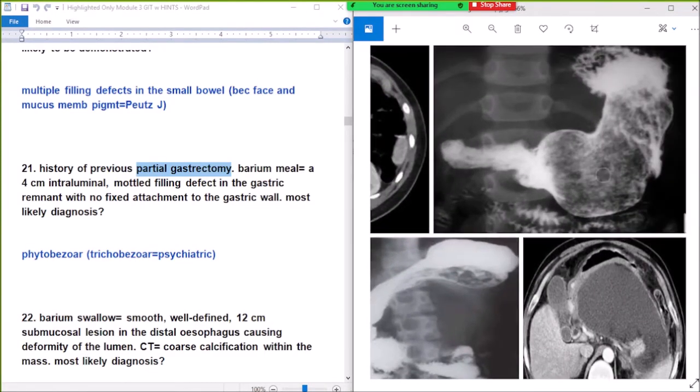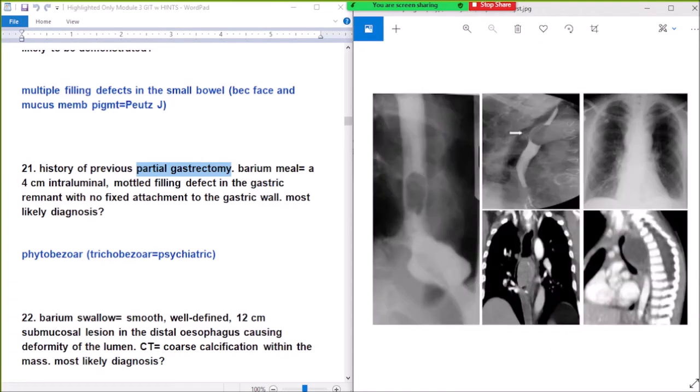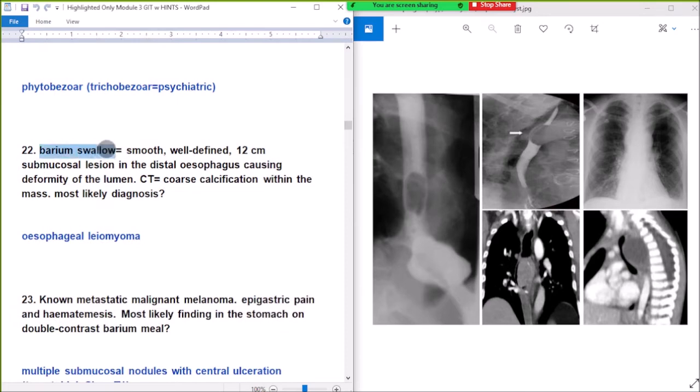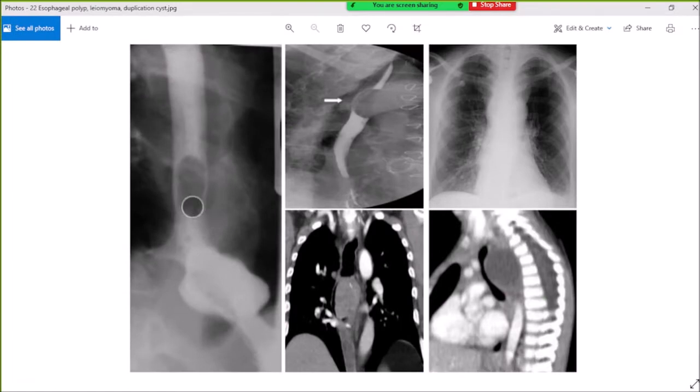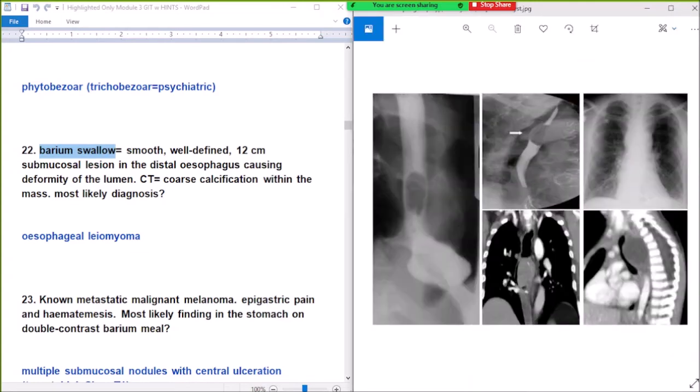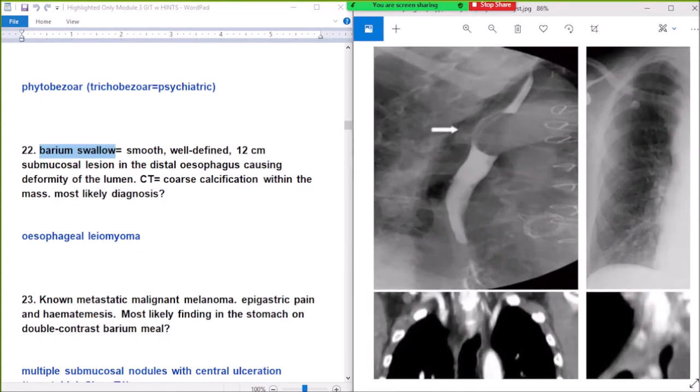Barium meal shows a mottled filling defect in the gastric remnant with no attachment to the gastric wall, diagnosis is bezoar. Question number 22. Barium swallow shows a smooth, well-defined lesion: esophageal polyp, esophageal duplication cyst. Duplication cyst. Now, barium swallow shows a smooth, well-defined submucosal lesion in the distal esophagus causing deformity of the lumen, and CT scan shows a cystic lesion in the mass. Diagnosis: esophageal duplication cyst.